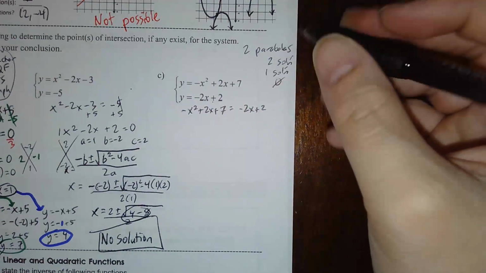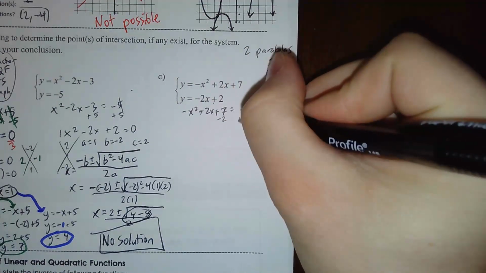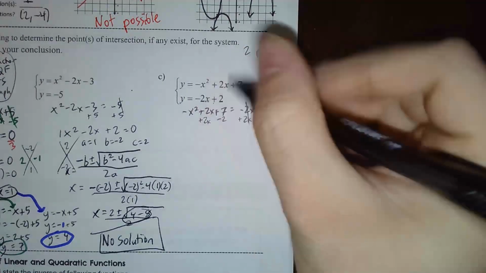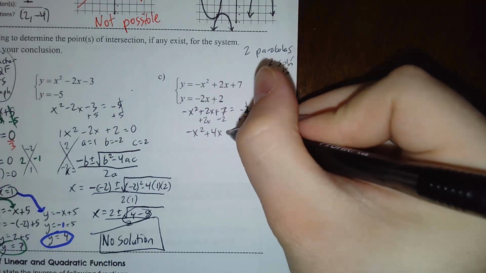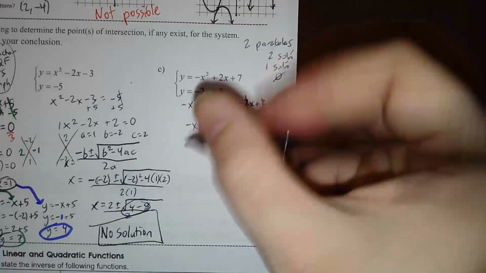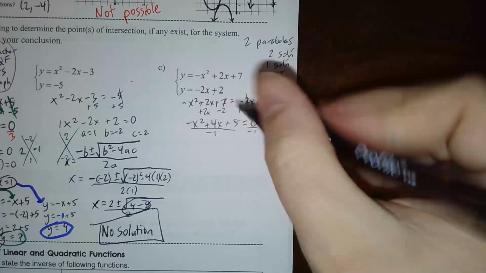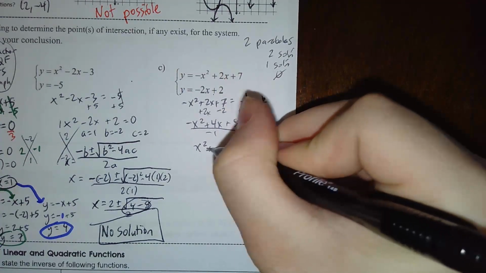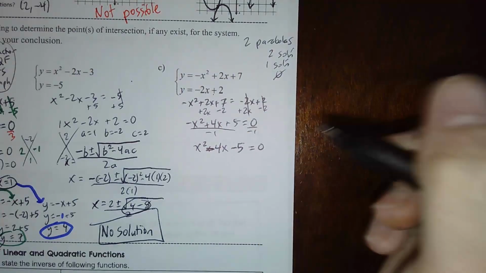My next step is to set it equal to 0. So I will subtract 2, and I will add 2x just by doing inverse operations. That leaves me with -x squared plus 4x plus 5 equals 0. At this point, I would like to divide by -1 to get rid of the negative sign. That gives me x squared minus 4x minus 5 equals 0.